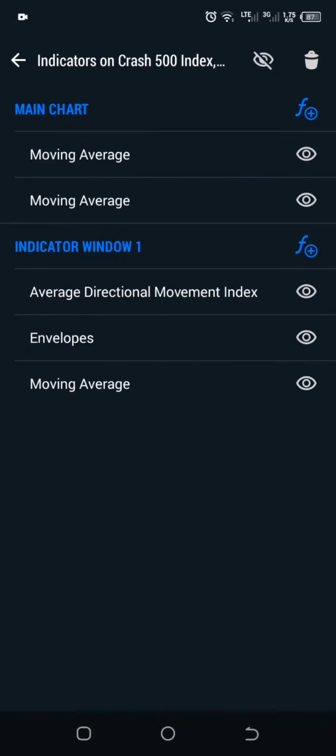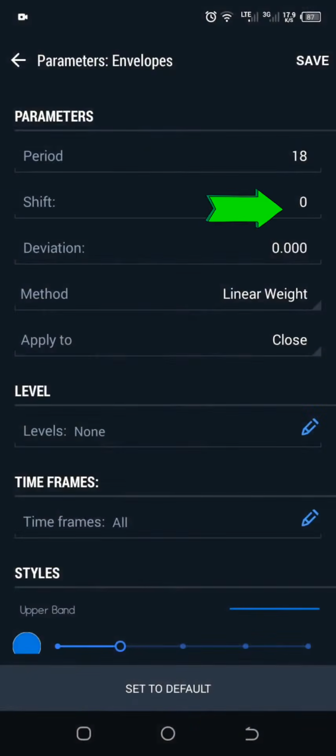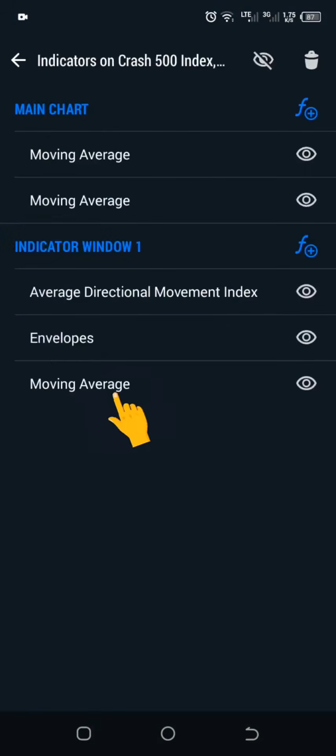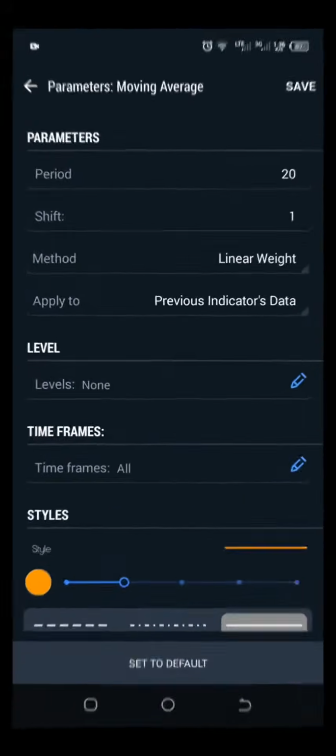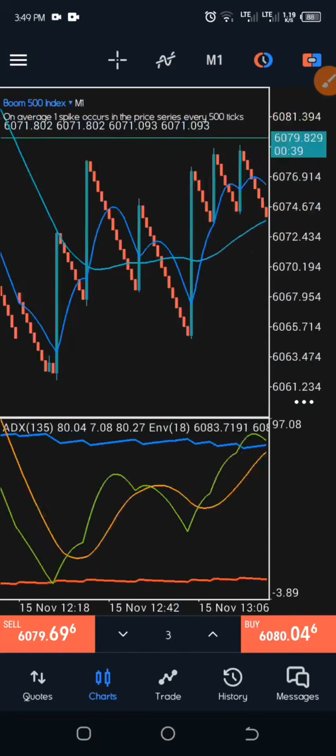Now to the next indicator, which is the envelope. So click on this indicator F plus, search for envelope, and these are the properties. Now the period is 18, shift is 0, the deviation is 0.000, method is linear weighted, apply to close. For the upper and lower band, use any color of your choice and click on save. Now for the next indicator, which is the moving average. Now the period is 20, shift is 1, method is linear weighted, apply to previous indicator's data as well. Use any style of your choice and click on save. So that is the settings we are going to be using for this strategy.